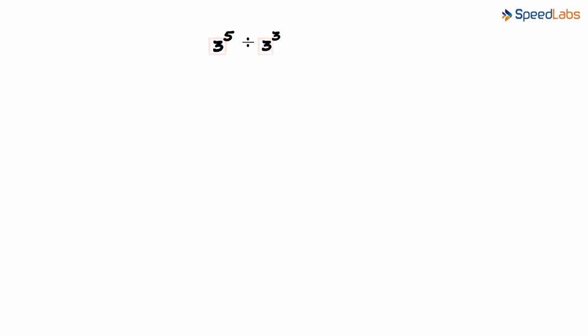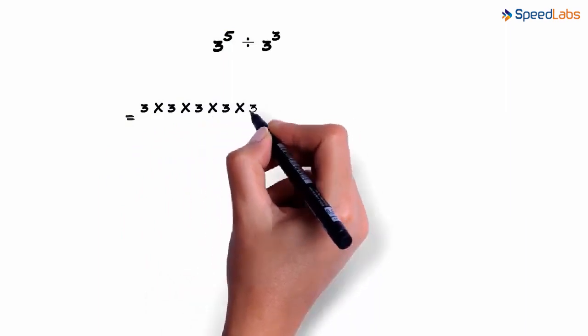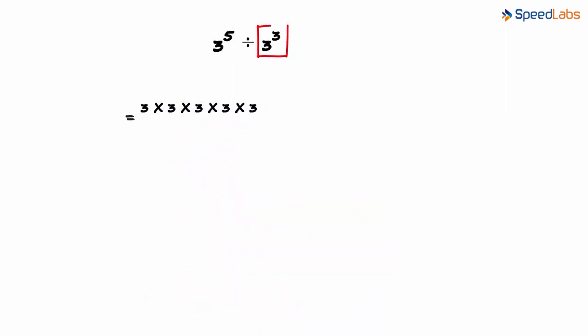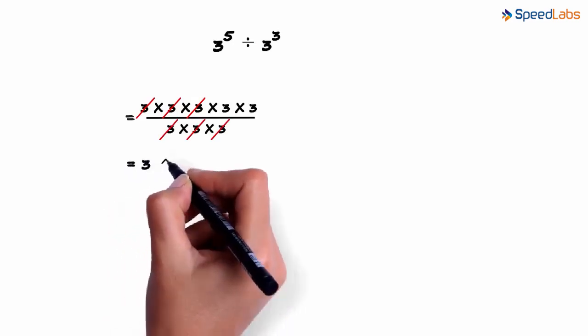There are two ways in which we can solve this. 3 raised to 5 can be written as a product of 5 threes. So this would equal 3 multiplied by 3 multiplied by 3 multiplied by 3 multiplied by 3. And 3 raised to 3 can be written as 3 multiplied by 3 multiplied by 3. Looking at this expression, we can cancel out 3 threes from the numerator and the denominator, and what we are left with is 3 multiplied by 3. This can be written as 3 raised to 2.